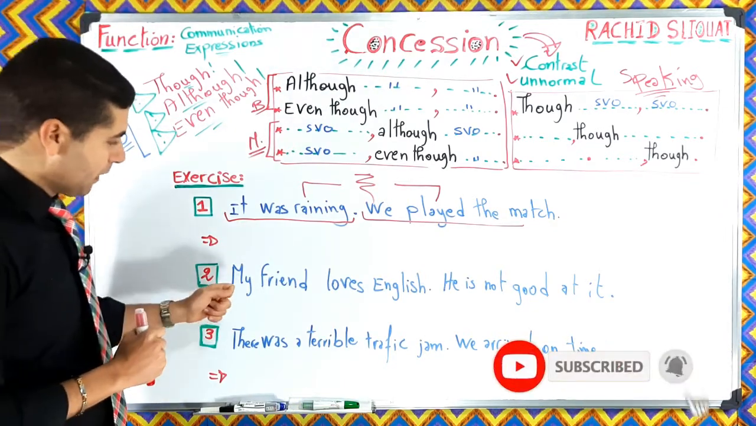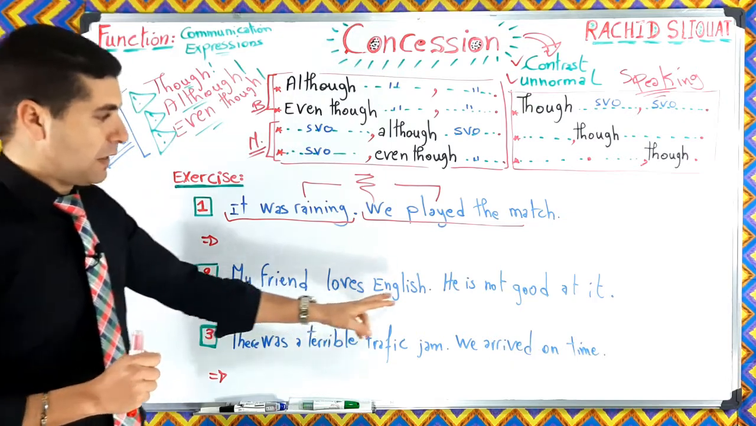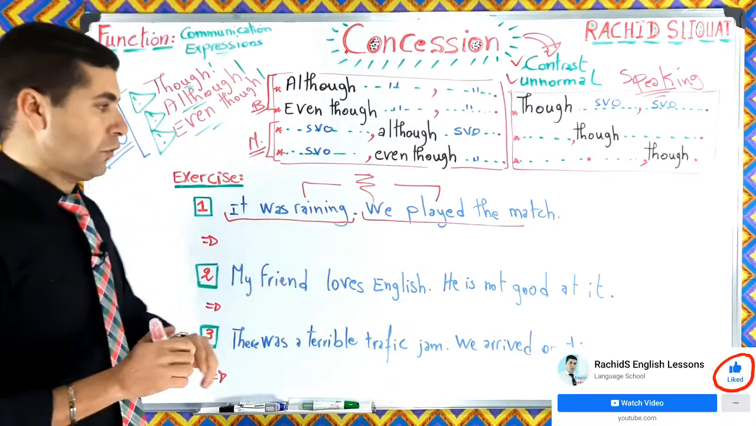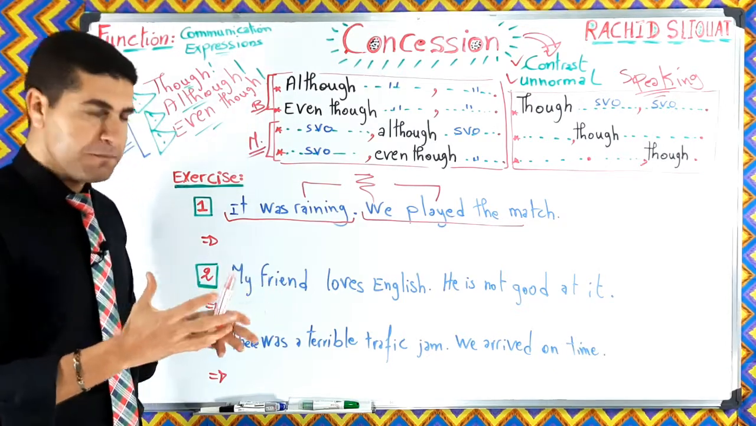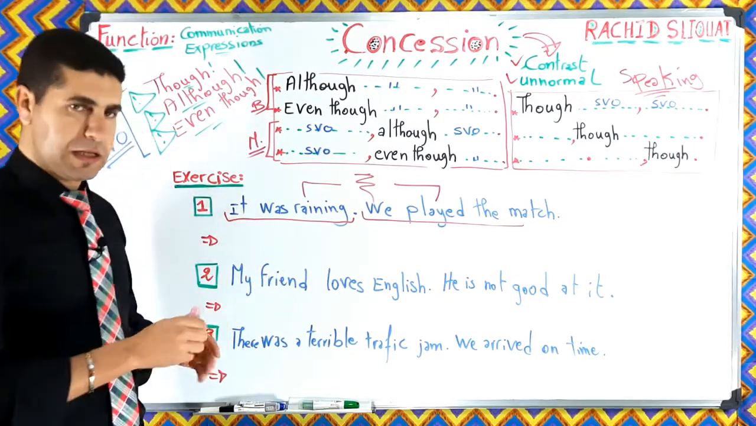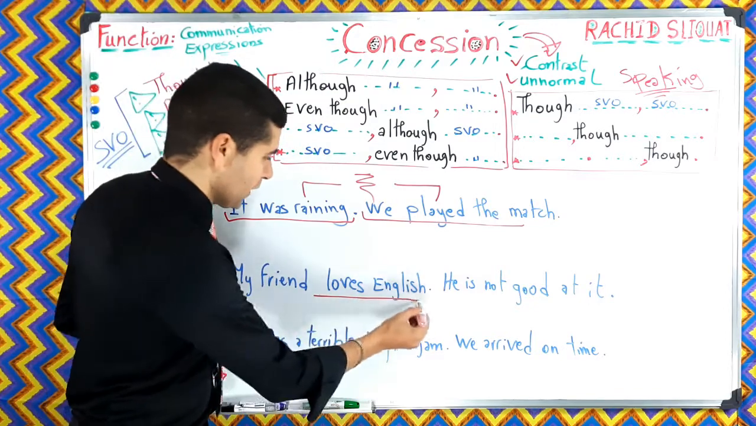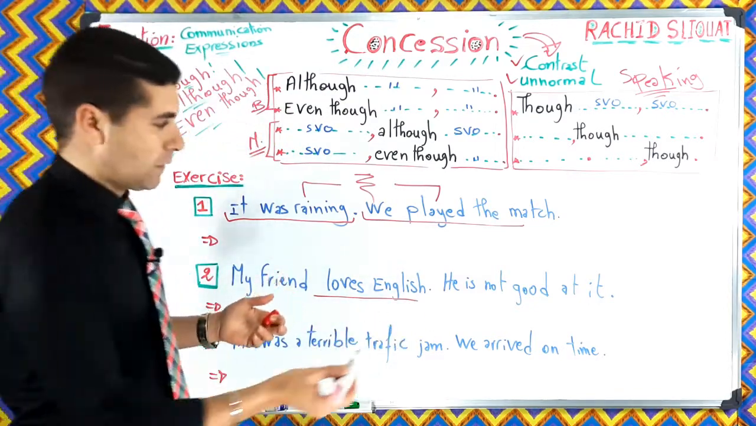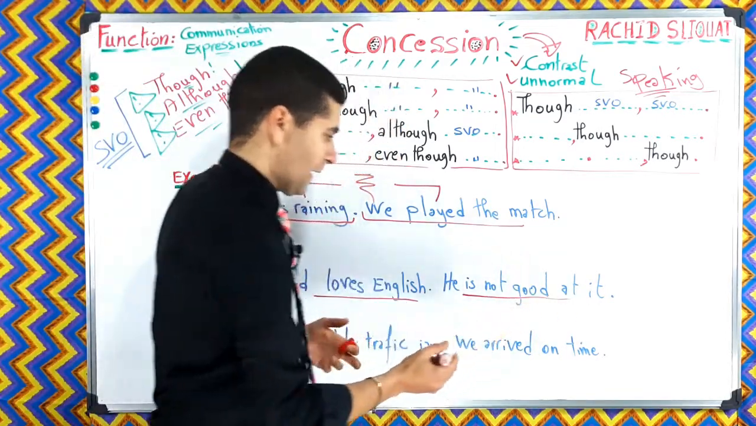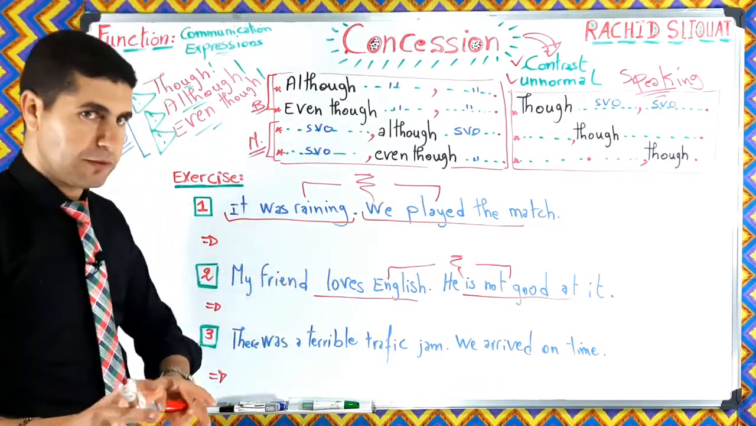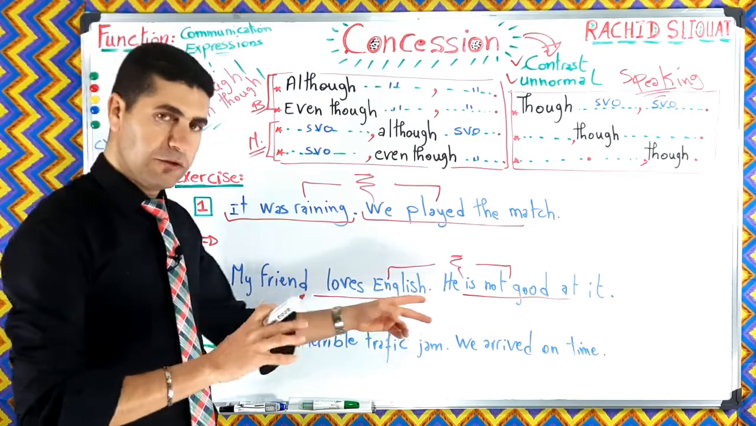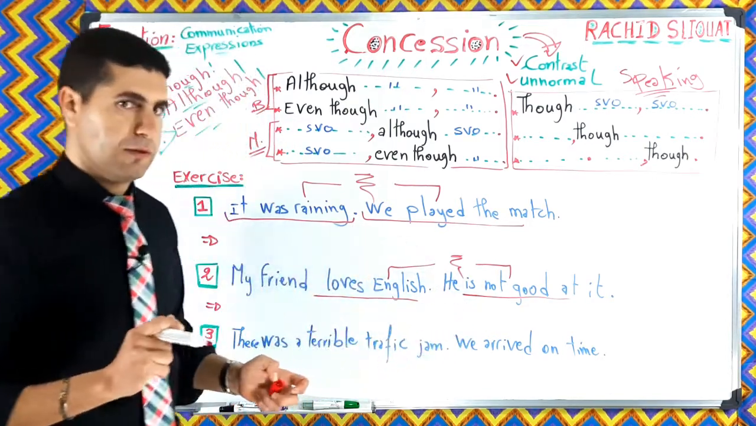Let's see number two. My friend loves English. He is not good at it. Here again, there is contrast, there is opposite. He loves English, and he is not good at it. So there is something abnormal. Normally, if he loves English, he must be good at English.